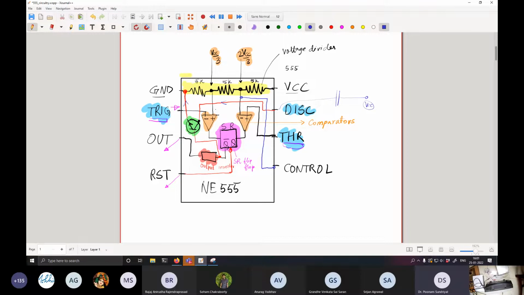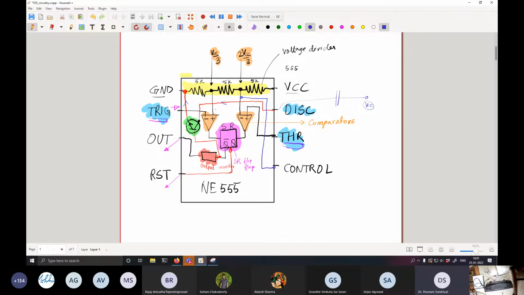So are the different functional blocks clear to you? We will discuss more about what a comparator is and what an SR flip-flop is in a while. But for now, are the different parts of the 555 clear to you? Can you explain the reset one? The RST one.